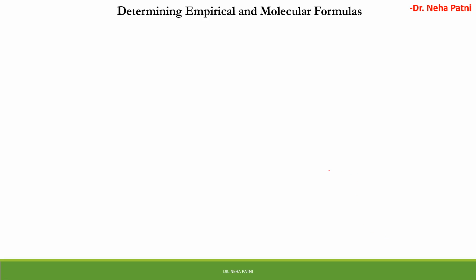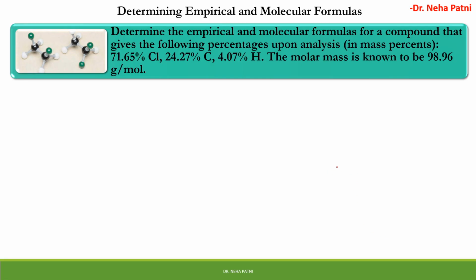Coming to how you determine it, let's cross check with a question. In such a question you have to determine the empirical and molecular formula of a compound that gives the following percentage upon analysis in mass percentage. So it has Cl, it has C, it has H. The molar mass is also given to you.